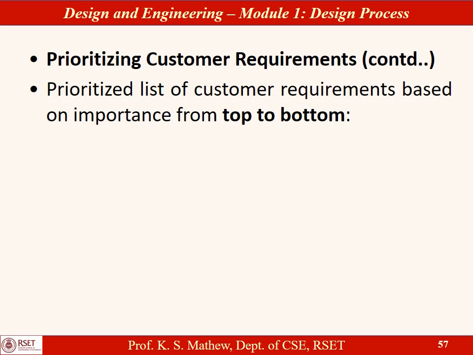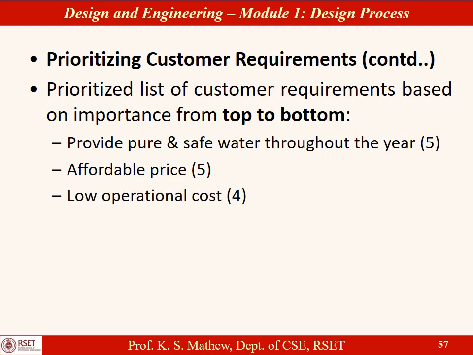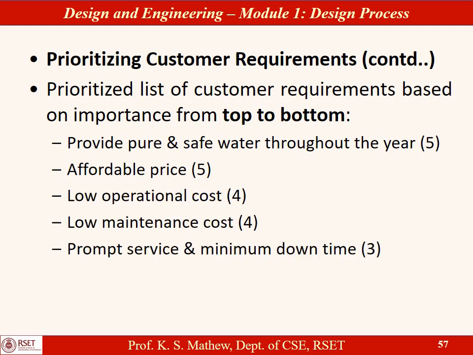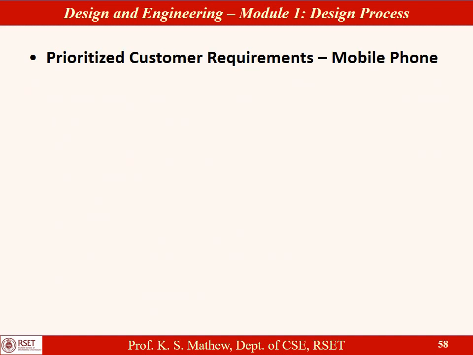So this is an example of a prioritized list of customer requirements based on importance from top to bottom. Provide pure and safe water throughout the year, 5. A higher number indicates high priority. Affordable price 5, low operational cost 4, low maintenance cost 4, prompt service and minimum downtime 3, sufficient capacity to provide water for all staff, minimum space to install.